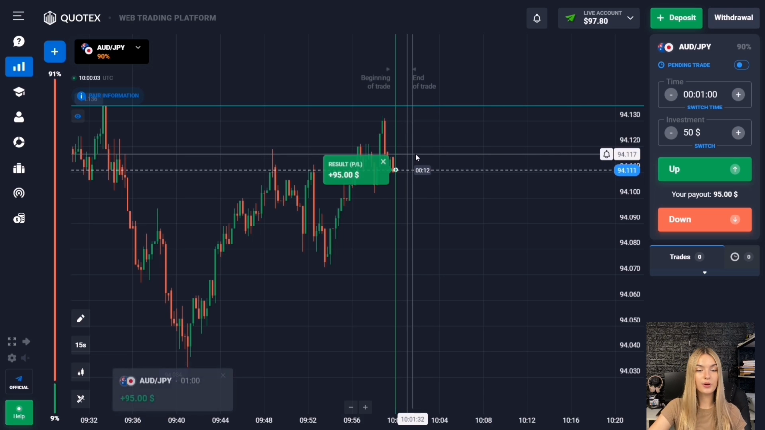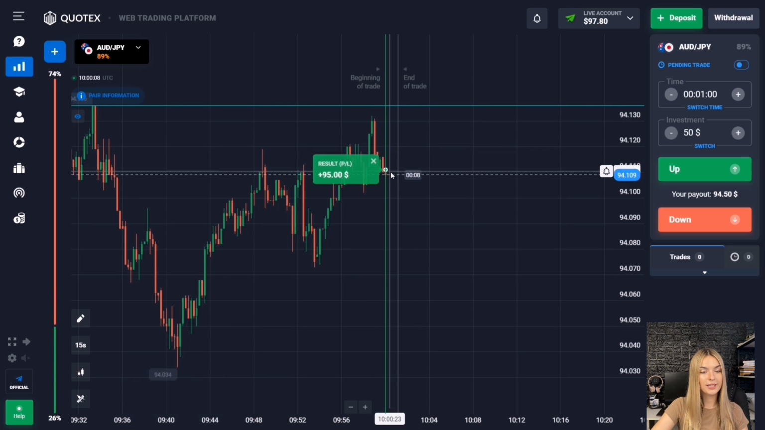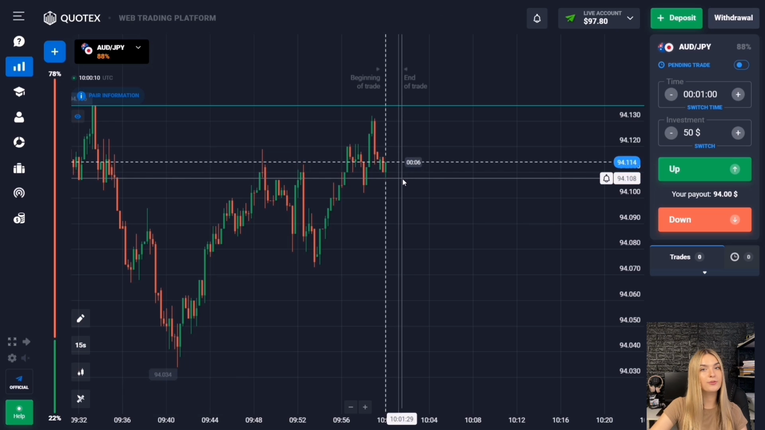Okay, great guys, the price really got into the corrective zone. There has been a pullback down and we are making profit here. Let's continue to consider the following situation.